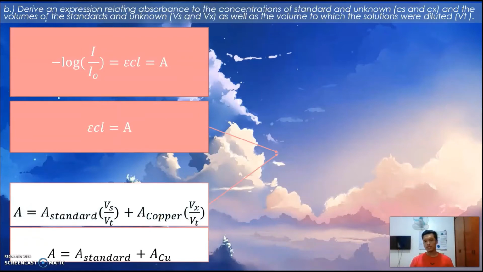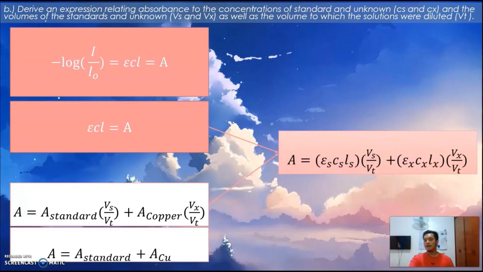Let's also remember that the copper solution keeps on being diluted as per addition of the standard. Therefore, we'll have this dilution factor, where for the standard we have the volume of the standard over the volume total, which is the volume of the standard plus the volume of the copper, Vx. And for the absorbance of the copper, it's simply Vx over Vt, where Vx is the volume of the copper. When we combine A equals epsilon CL and A equals A standard Vs over Vt plus A copper Vx over Vt, we'll have this expression.